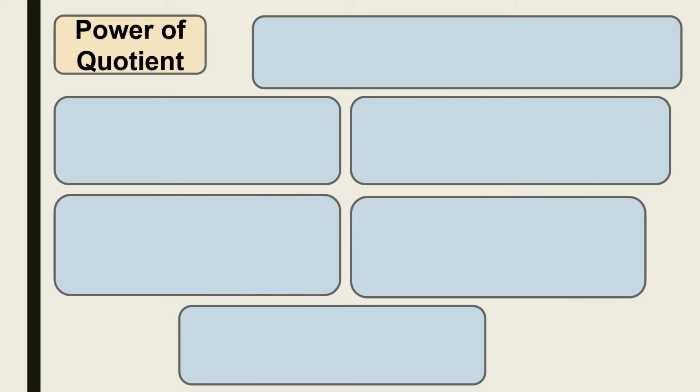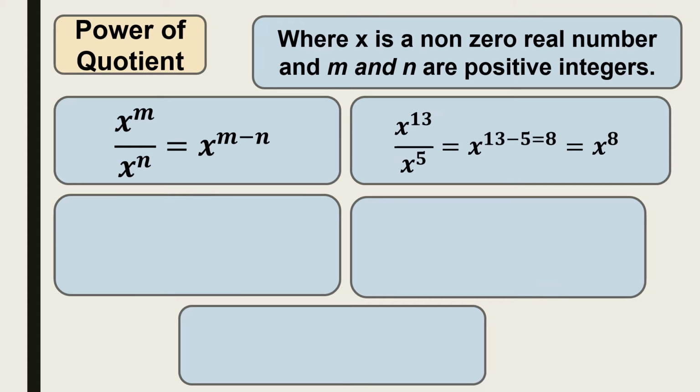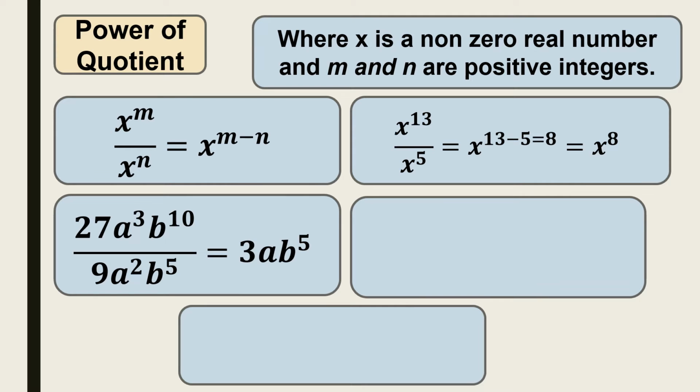Next, power of a quotient, where x is a non-zero real number and m and n are positive integers. These are the illustrations of this. x raised to m over x raised to n equals x to the m minus n. So we just subtract the exponents. Example number 1, x raised to the 13th power over x raised to 5 is equal to x to the 13 minus 5 equals 8. So the answer here is x to the 8.